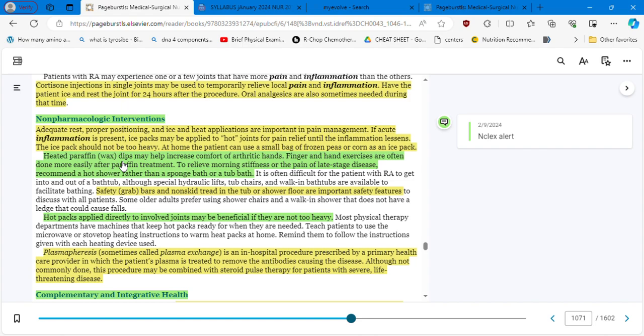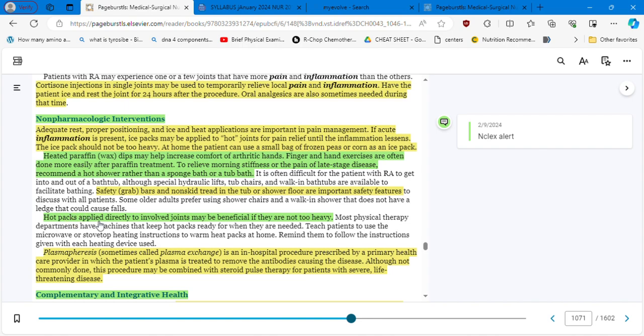Heated paraffin wax dips may help increase comfort of arthritic hands. Finger and hand exercises are often done more easily after paraffin treatment to relieve morning stiffness or the pain of late-stage disease. Recommend a hot shower rather than a sponge bath or a tub bath. Safety grab bars and non-skid strips in the tub or shower floor are important safety measures.